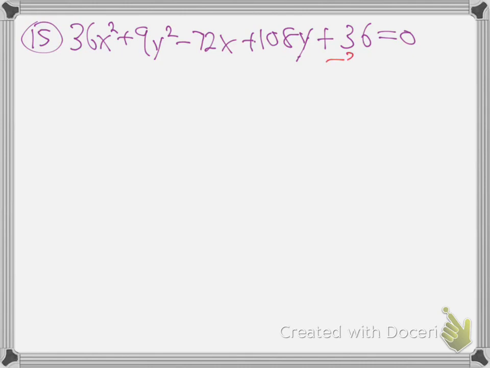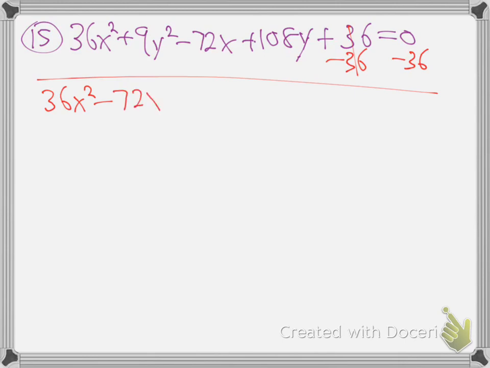Okay, so I'm going to start by subtracting 36, right? Because we want to push the numbers to the other side. And then I'm going to get the two x's together and leave a blank. Get the two y's together and leave a blank. We good to there? So see how I just kind of organize things first off? Got the x's together, the y's together, and push the number to the other side.